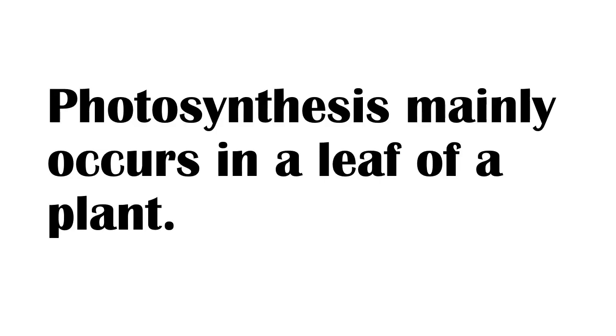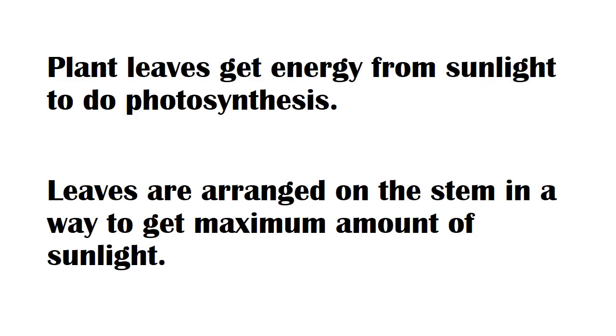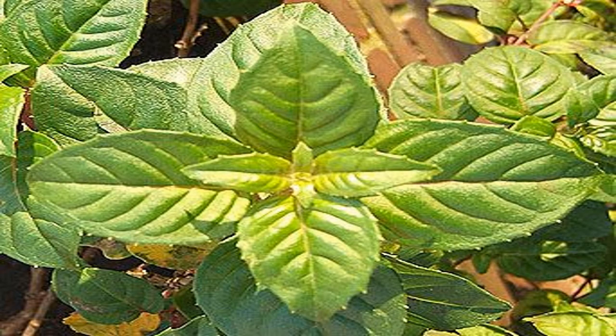Photosynthesis mainly occurs in the leaf of the plant. Plant leaves get energy from the sunlight to do photosynthesis. Therefore, leaves are arranged on the stem in a way to get the maximum amount of sunlight. In this picture also you can see the arrangement of plant leaves to absorb the maximum amount of sunlight. Even though leaves have different shapes, sizes and colors, they all have common parts.